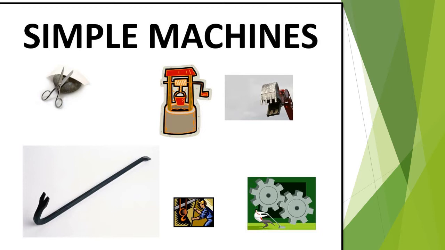Now here are the examples. Like the first one is scissors. With the help of scissors, you can cut anything into two pieces or cut anything apart from each other. And the next one is pulley. With the help of pulley, you can uplift heavy loads. Okay, there are some more examples of simple machines.